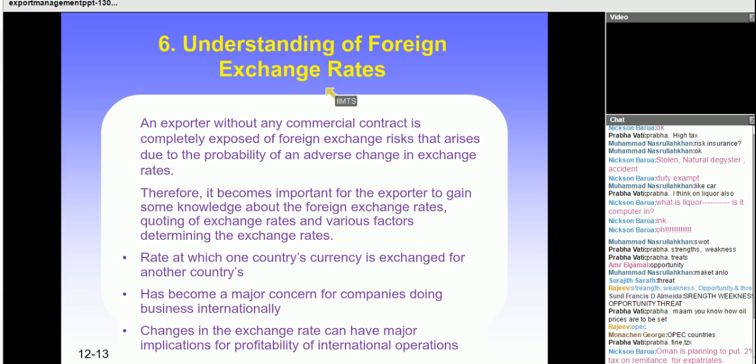Now understanding of the foreign exchange rates. So any exporter without any commercial contract is completely exposed to foreign exchange risks that arise due to the probability of an adverse change in the exchange rate. Like recently, the Indian economy was at its all-time low because of a lot of depreciation in the value of the rupee as compared to the US dollar.